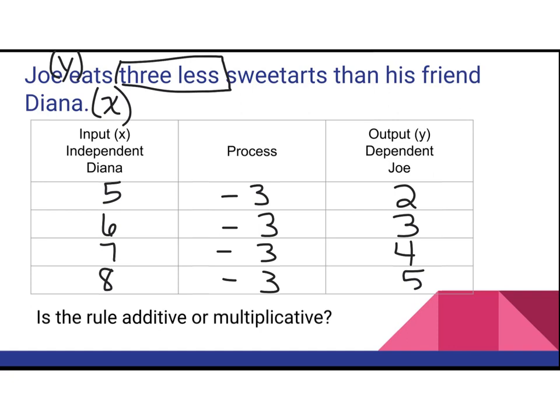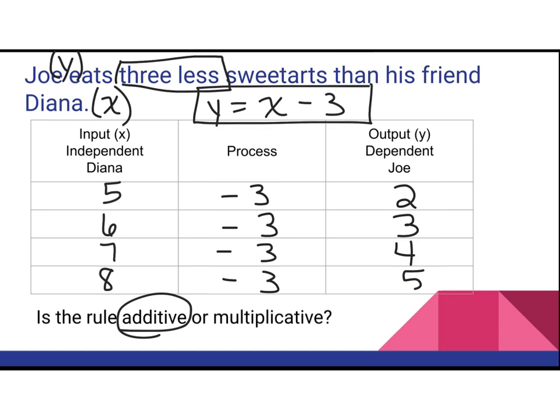In order for us to do this, if you notice it's subtracting because it's 3 less, then it's going to be an additive rule. And remember the additive rules, the way we write it as y equals, so x will be Diana's amount of sweet tarts minus 3. So that would be your equation. Remember, this is based on the process. In this case, we know we were subtracting. So I know it's going to be x minus 3, and that's going to equal y.